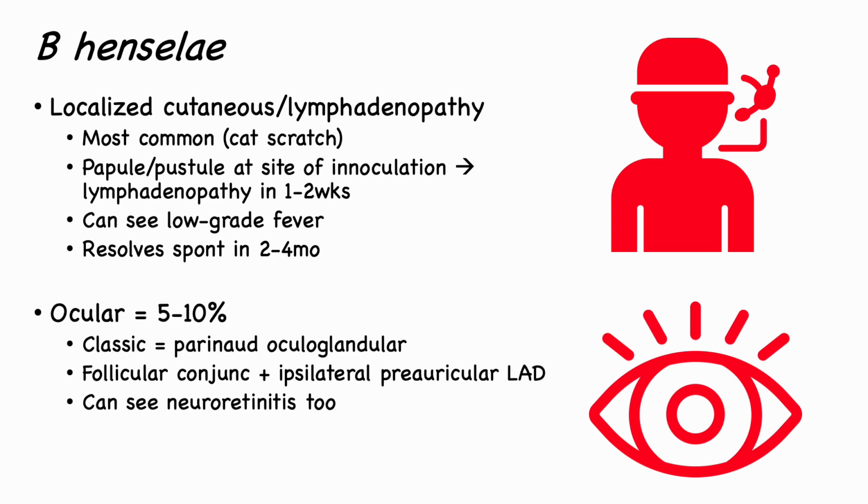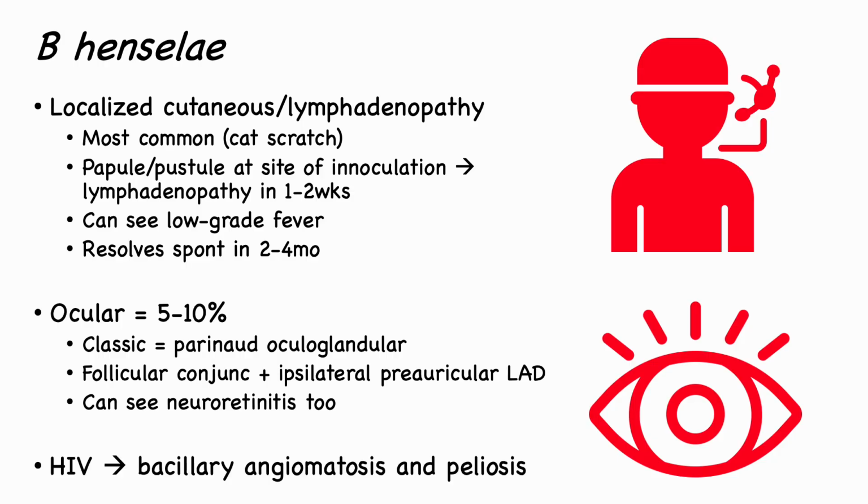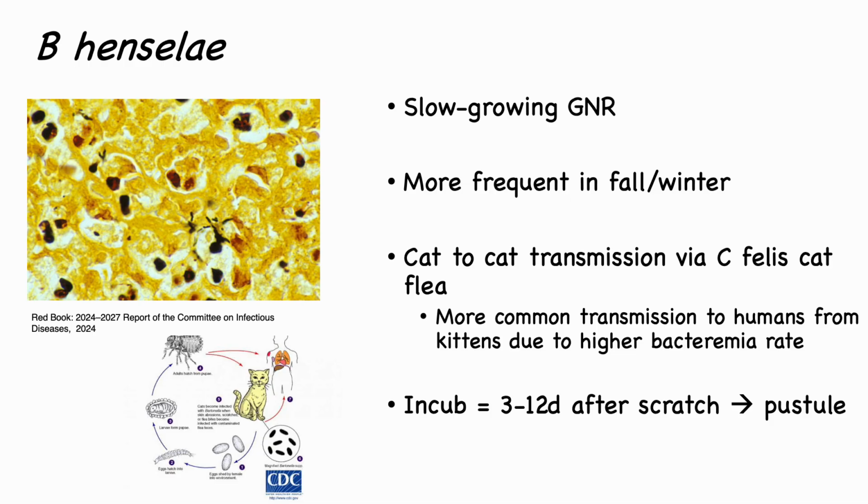The second form is ocular. It's associated with the syndrome Parinaud oculoglandular syndrome, where you see conjunctivitis along with preauricular lymphadenopathy. In rare situations, it can also be associated with neuroretinitis. And the last form is seen almost exclusively in patients with HIV, and this is when Bartonella causes bacillary angiomatosis and peliosis.